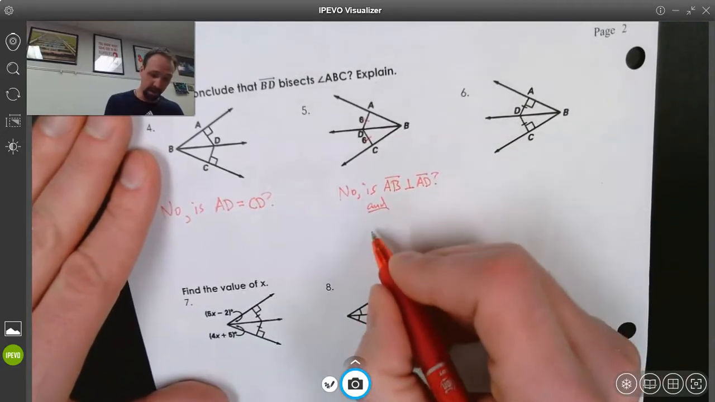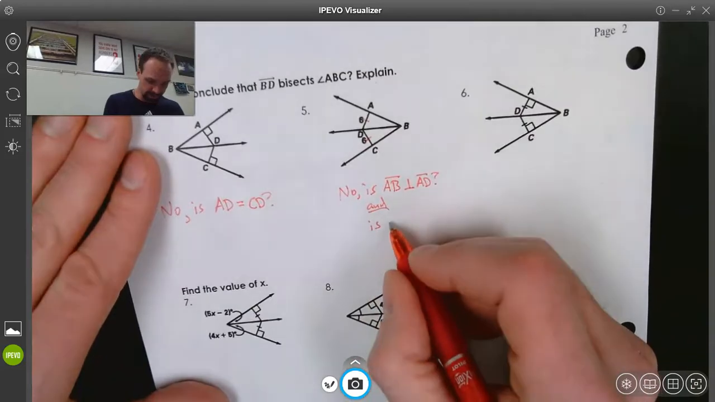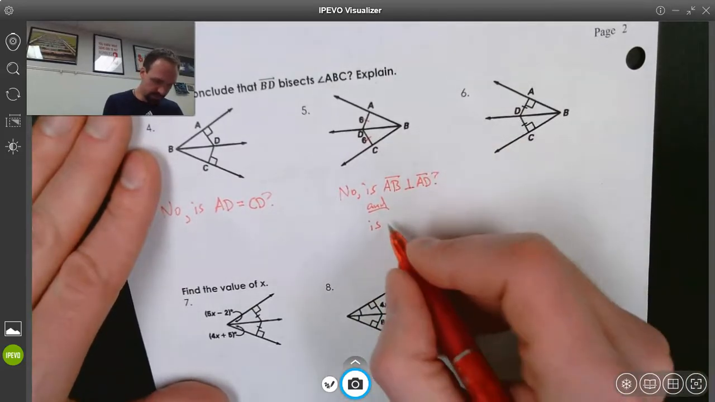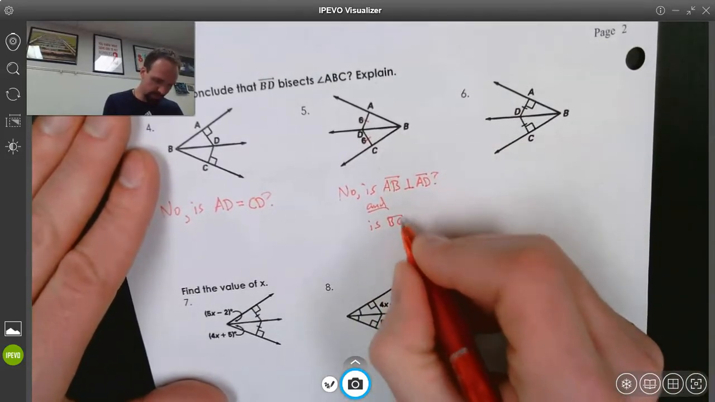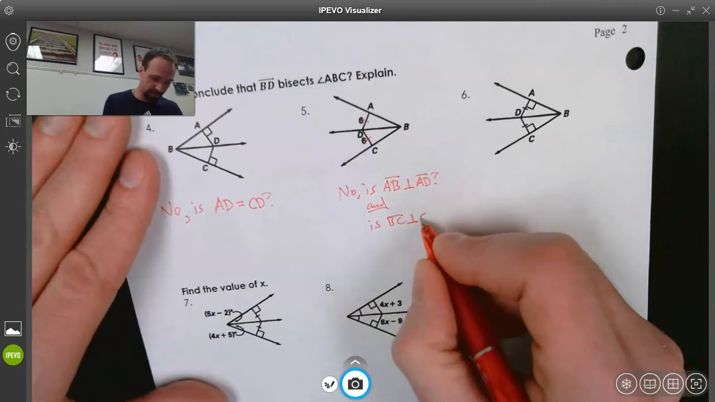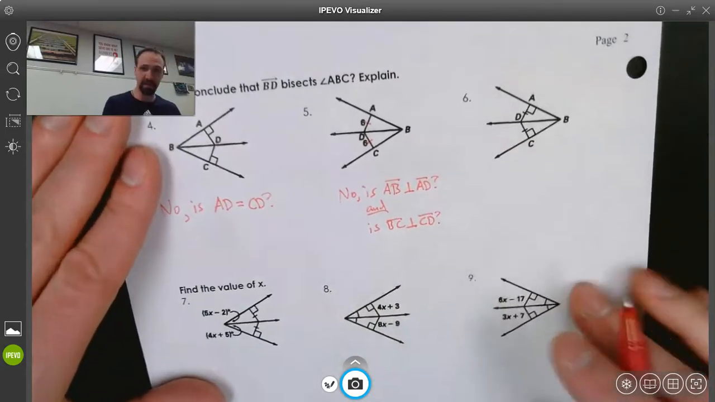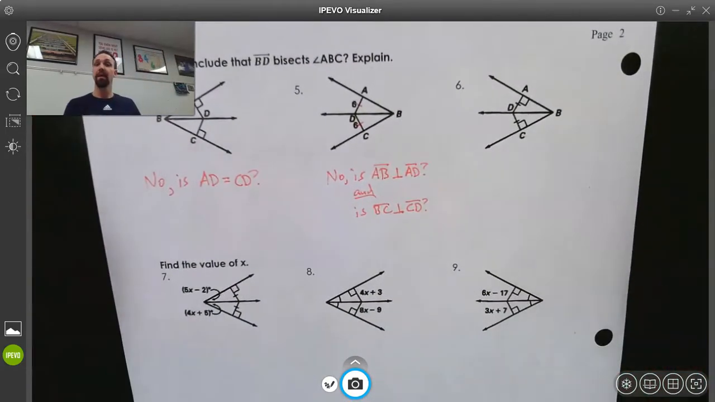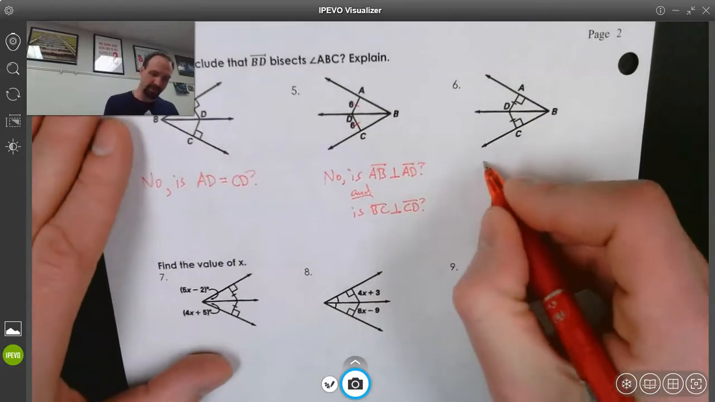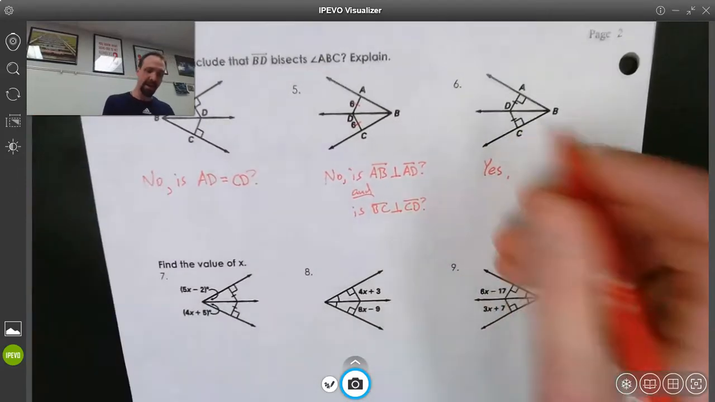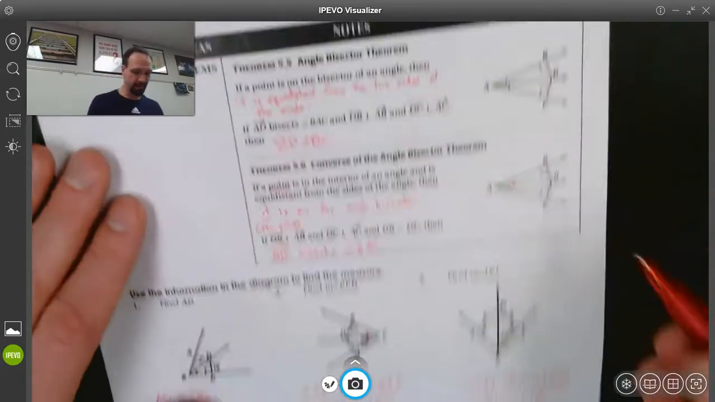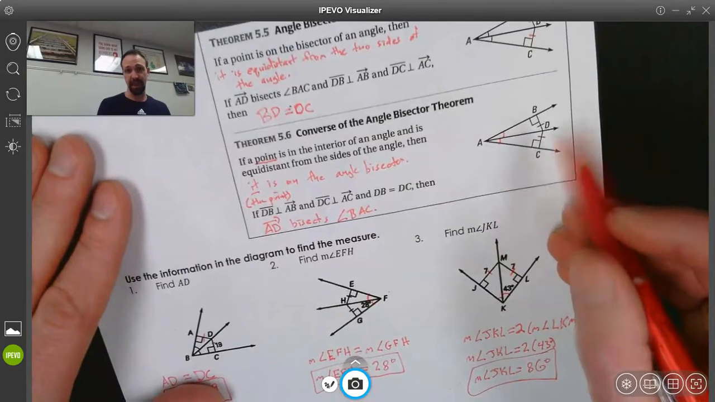And remember, you need both. Is segment BC perpendicular to segment CD? So I'm missing that as well. For this last one, I have everything fulfilled. So yes, and remember, this is off of your converse of the angle bisector theorem.